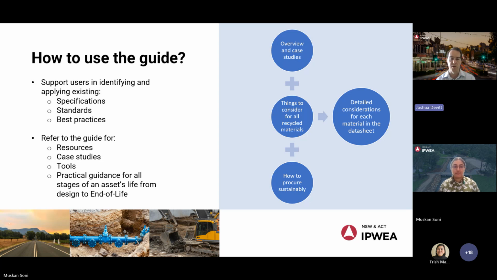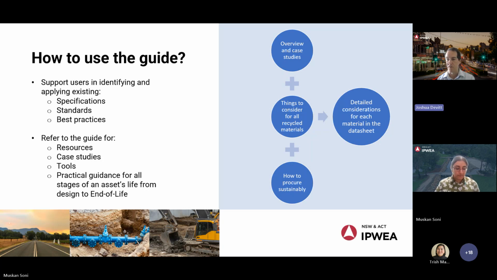So we've done a lot of work, or Muskan's done a lot of work, to find case studies from people who have used recycled materials over, in some cases, 15 to 20 years, just to demonstrate that there are examples of this stuff being used and those assets performing over the longer term. It's just to try and allay some of those concerns.